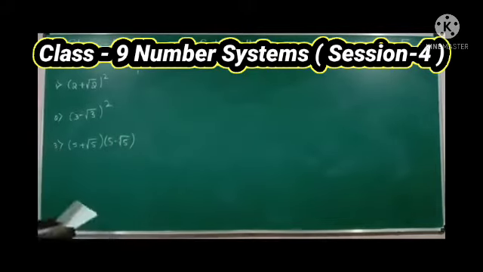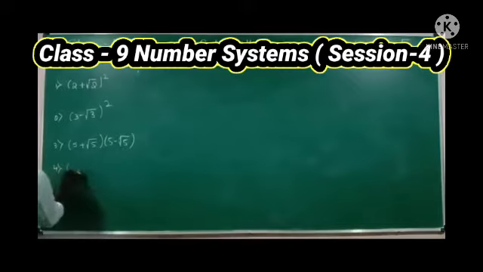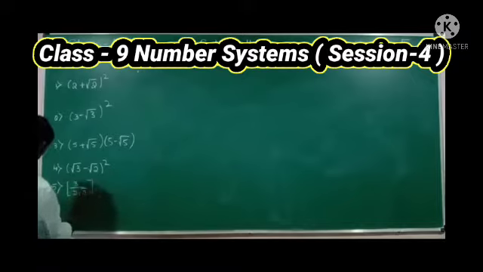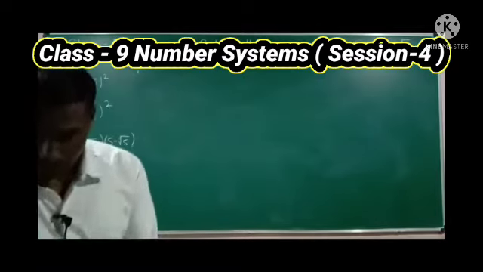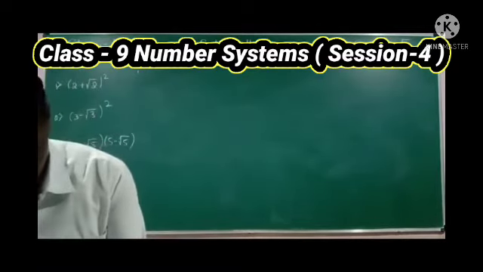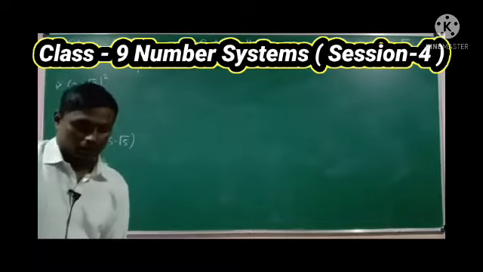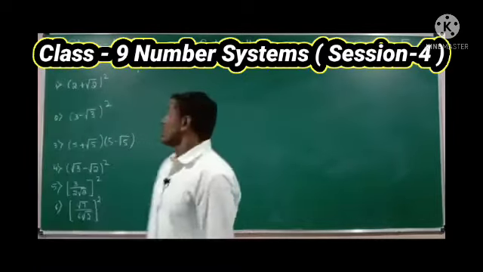Fourth one, root 3 minus root 2 whole square. Fifth one, 3 divided by 2 root 2 whole square. And sixth one, root 7 divided by 6 root 2 whole square. So these numbers you need to classify as irrational numbers or rational numbers. Simplify the given numbers first.